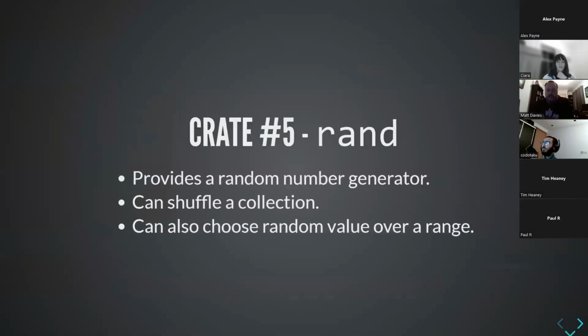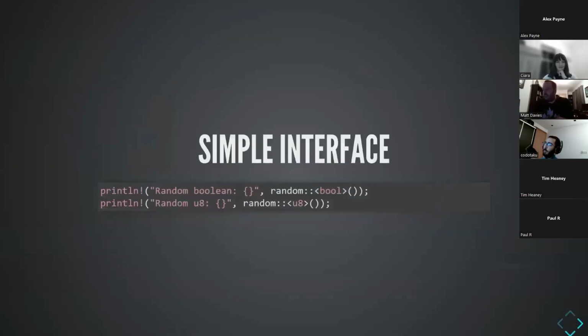Okay, crate number 5, Rand. It provides a random number generator, and you can shuffle a collection, and you can also choose random values over a range. And I missed the S after values there. Poor grammar, I'm sorry. So the simple interface is you can just use random, and if it needs the actual type, you just add it using a turbofish at the end. If the type's already known, you don't even need that.